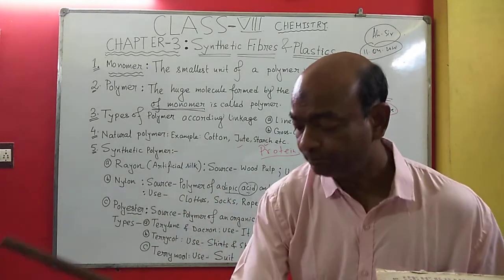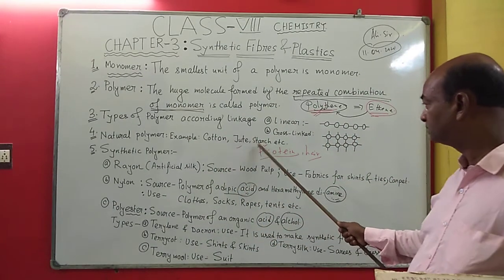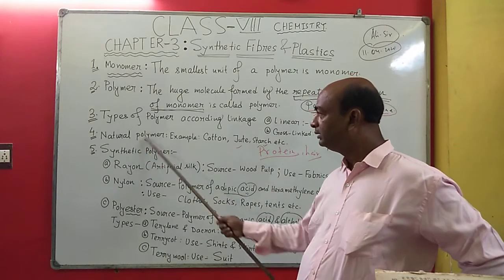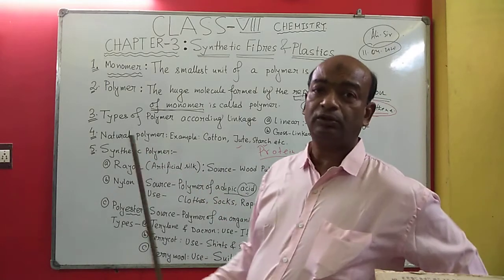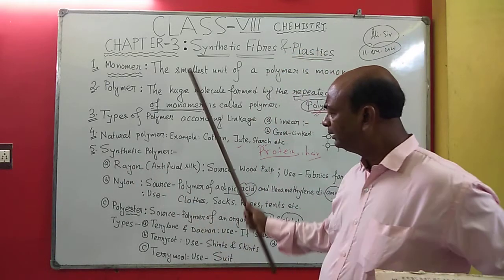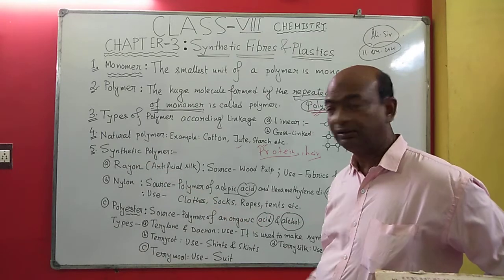So we see that these are examples of natural polymer: cotton, jute, starch, protein, hair. That means these polymers are present already in nature. There is another variety of polymer that is known as synthetic polymer.